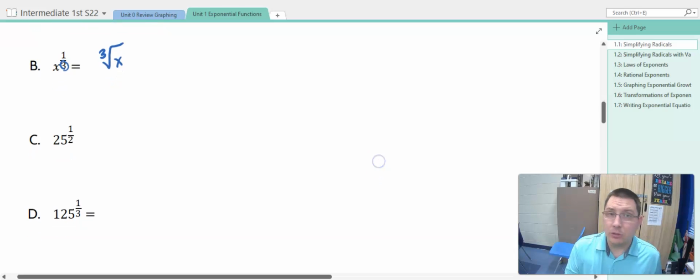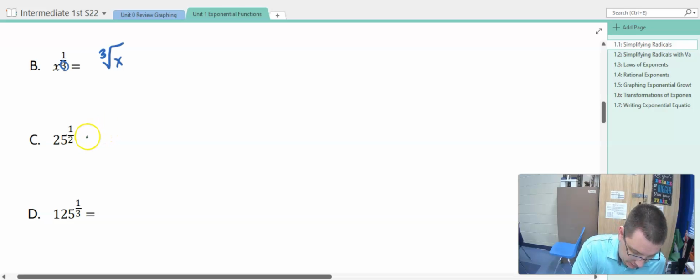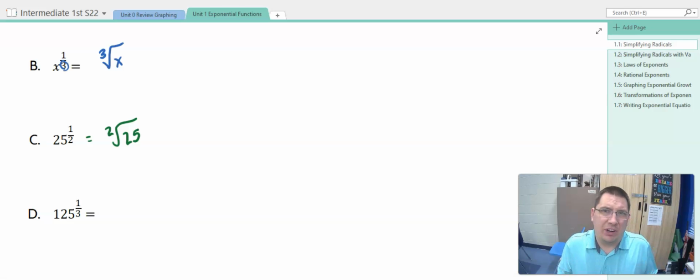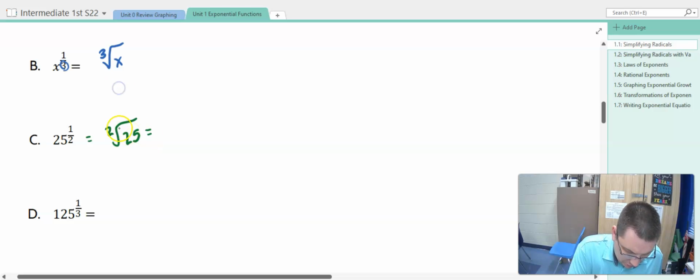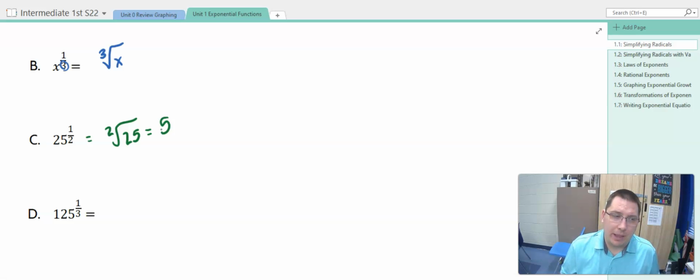Now, we could put in numbers for those, and we could look at something like 25 to the 1/2 power. And so rewriting that, we get the square root of 25. And again, we don't have to write the 2, but we can, just like putting a 1 in front of x when we write just x. And so the square root of 25, well, what times itself gives you 25? Well, that's 5.